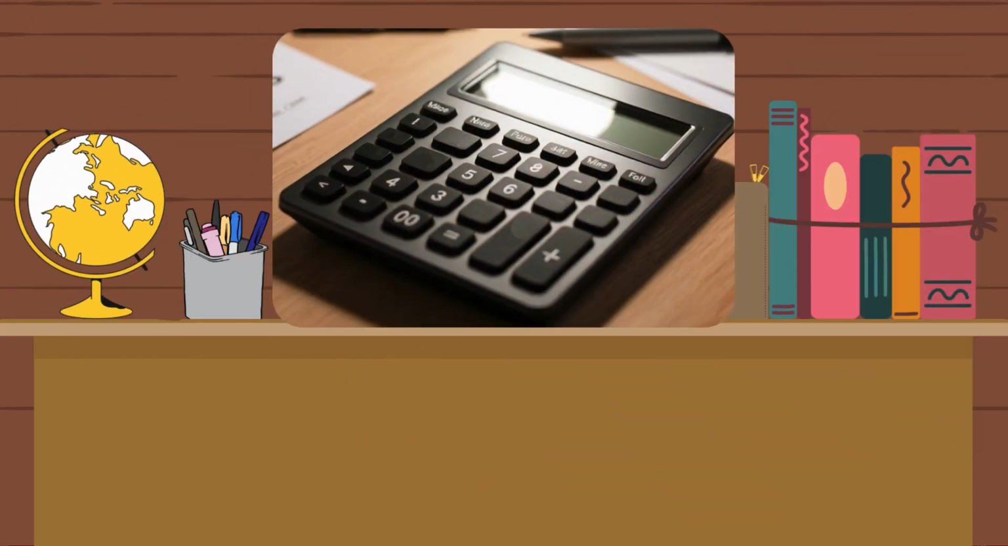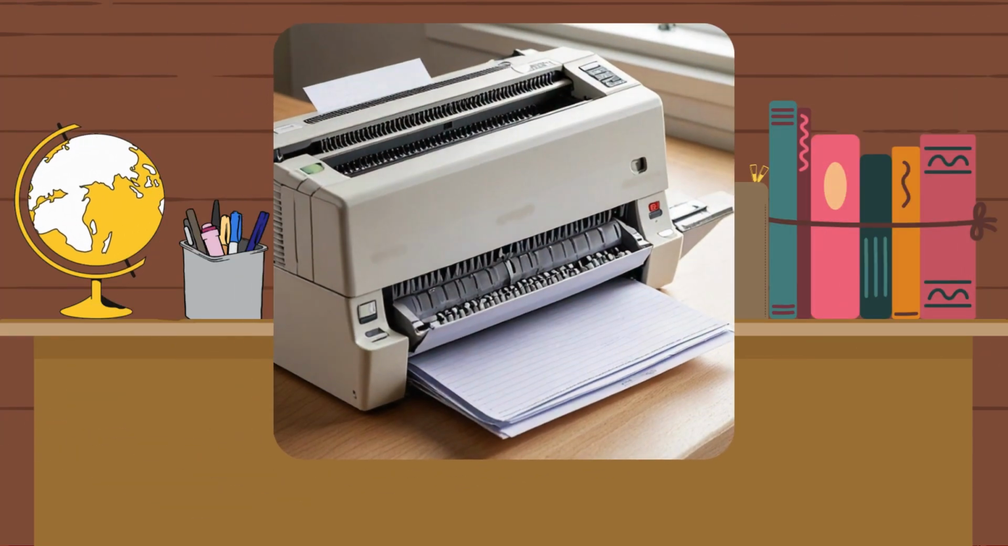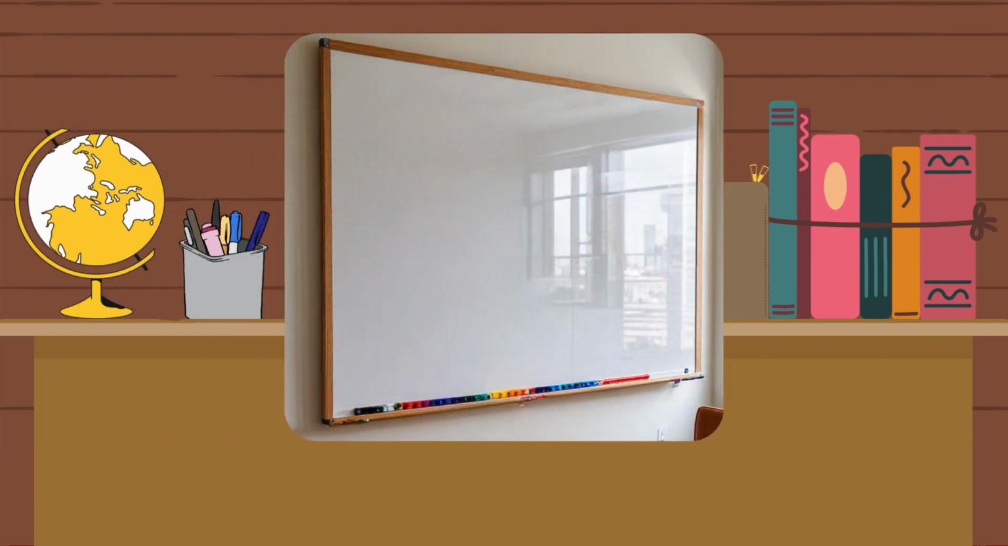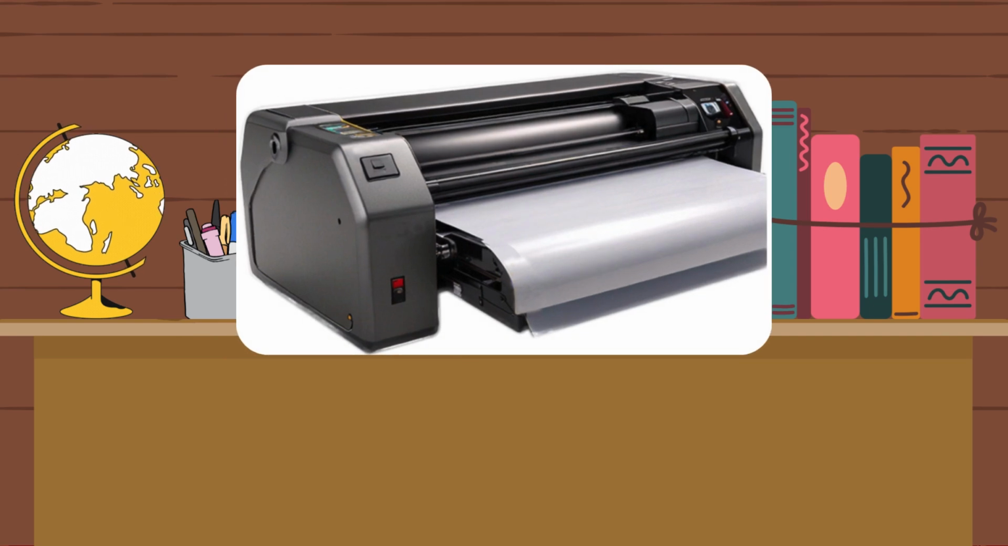What is this? This is a calculator. What is this? This is a binding machine. What is this? This is a whiteboard. What is this? This is a laminator.